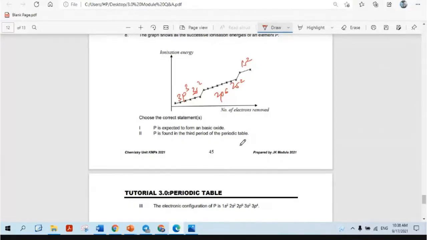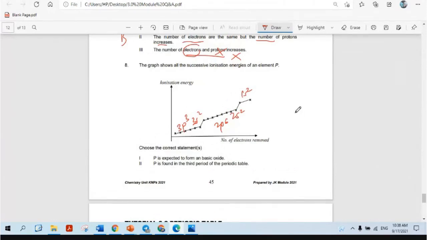So what is the group for this case? 3. Group? What is the group for element P? What is the period for element P?